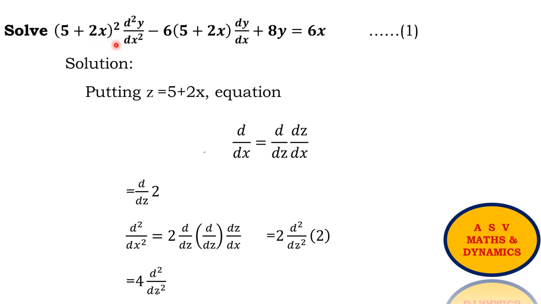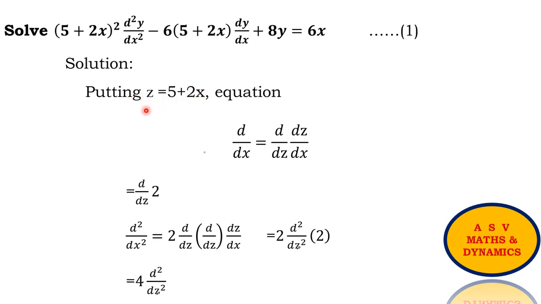So how can we solve the problem? You can get the solution easily if you watch the video. Once you get this kind of problem, immediately you have to start with z equal to 5 plus 2x. You have to substitute z instead of 5 plus 2x.